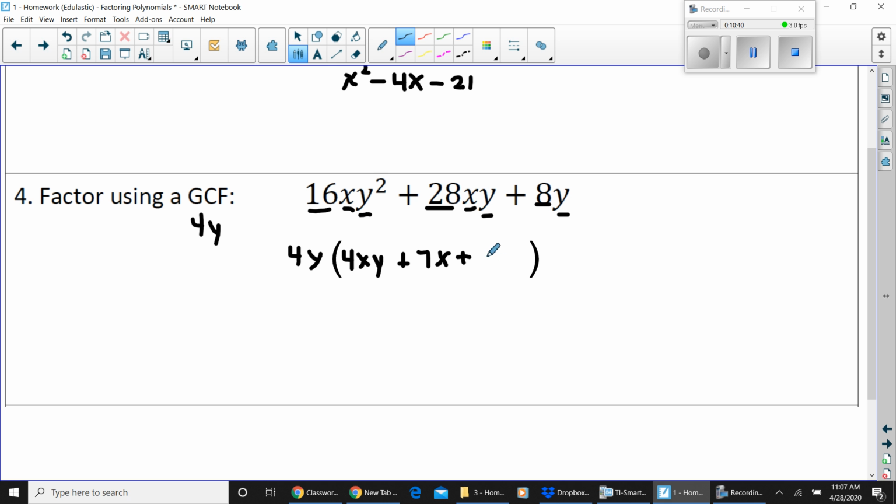4y times what equals 8y? And that is a 2. That is your final answer. If you did the distributive property right here, you would get this top back, and that's how you know you got it correct.